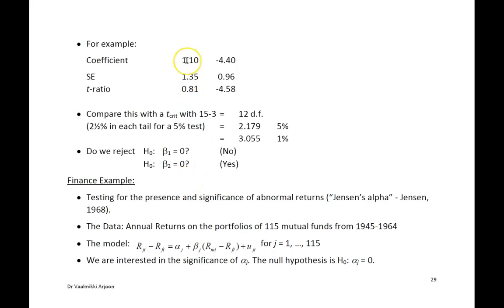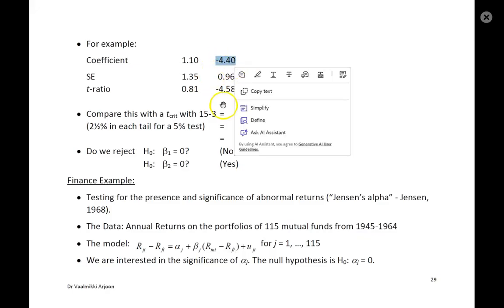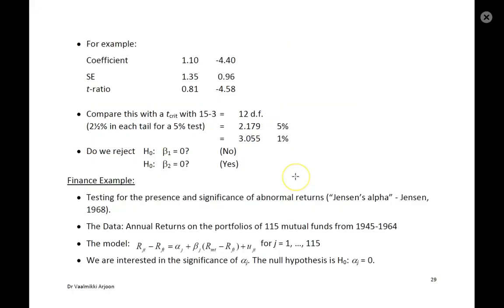So this one would be statistically insignificant, because we don't reject the null hypothesis. It's equal to 0, statistically speaking, of course. This one, however, is statistically significant, because we reject the null hypothesis that beta 2, or negative 4.4, is equal to 0.